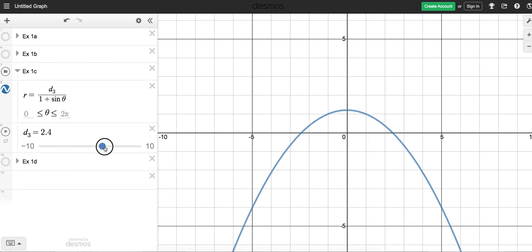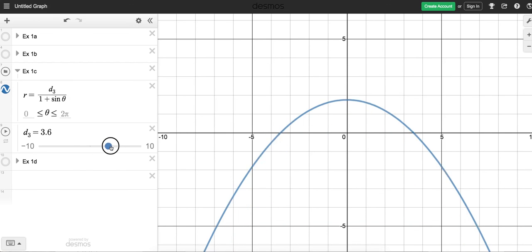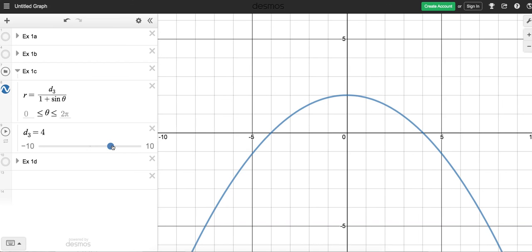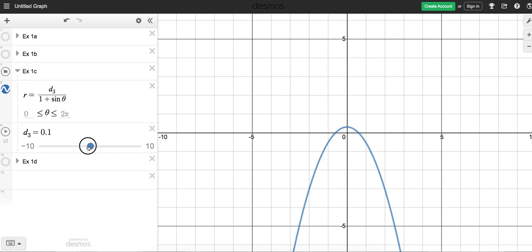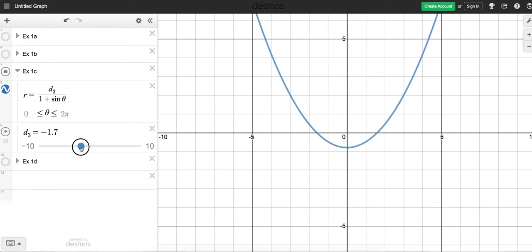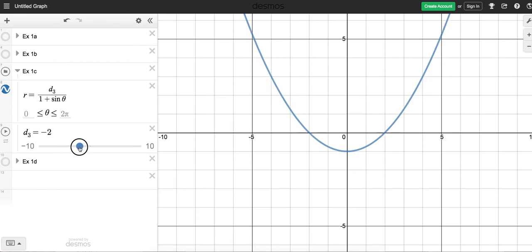As we adjust the value of d, making it more positive, still opening downward. Here our vertex is at (0, 2) when d equals 4. And if we make d negative, notice now it opens upward. So here is when d equals negative 2. It's opening upward, and our vertex is at (0, -1).